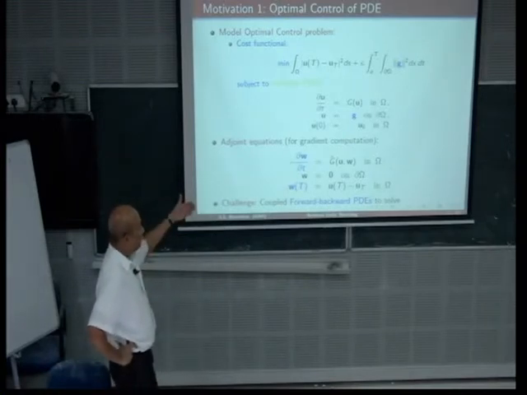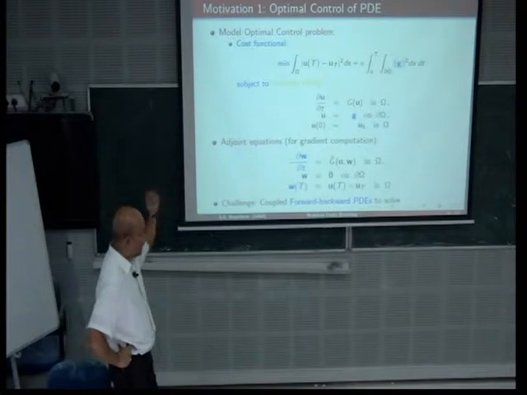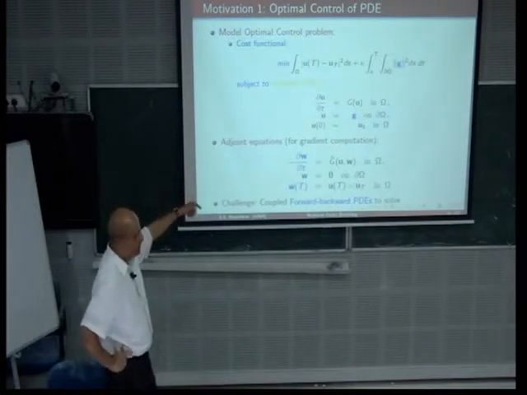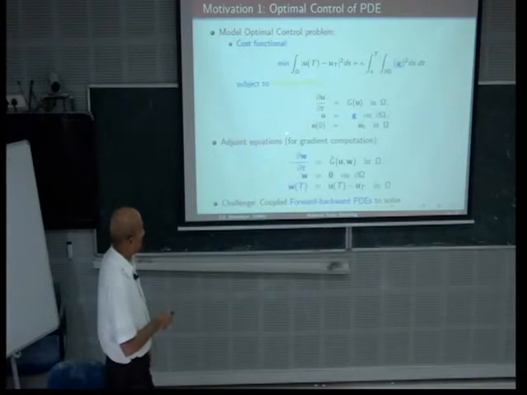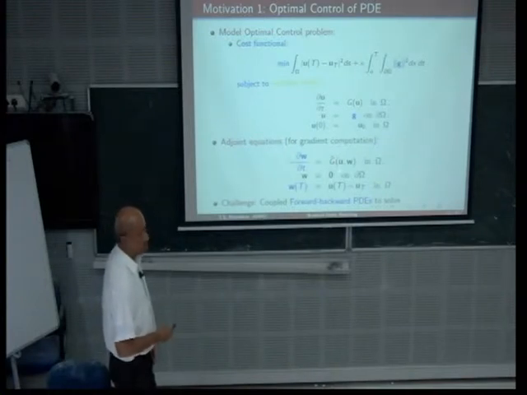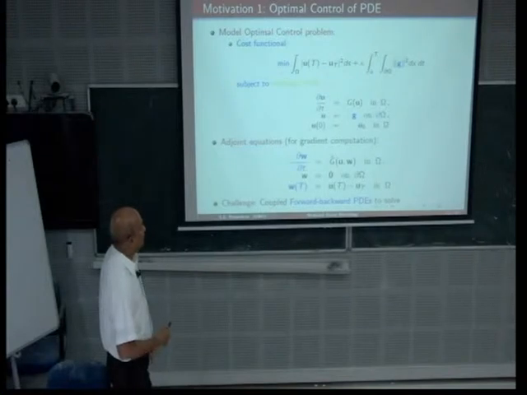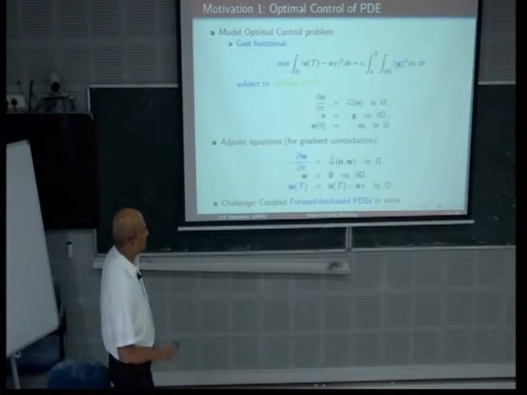Then the adjoint equation, as I pointed out yesterday too, is a backward in time PDE. So it has a minus sign and it has a final condition. Also, this is coupled to the state equation. So typically you have to solve this PDE forward in time and get the solution, then come back and solve this backward in time.